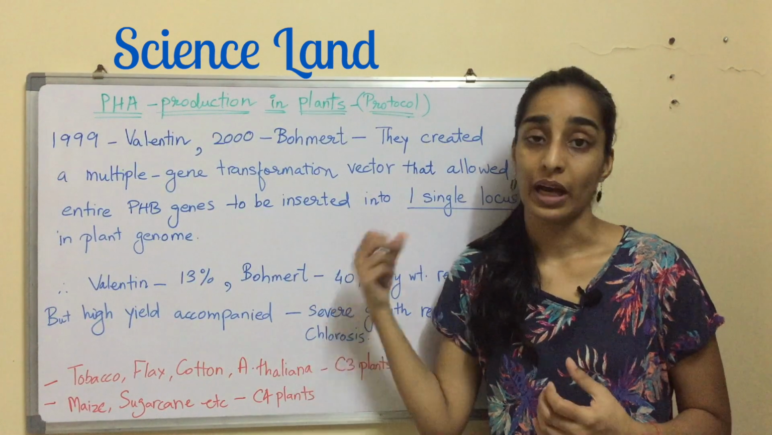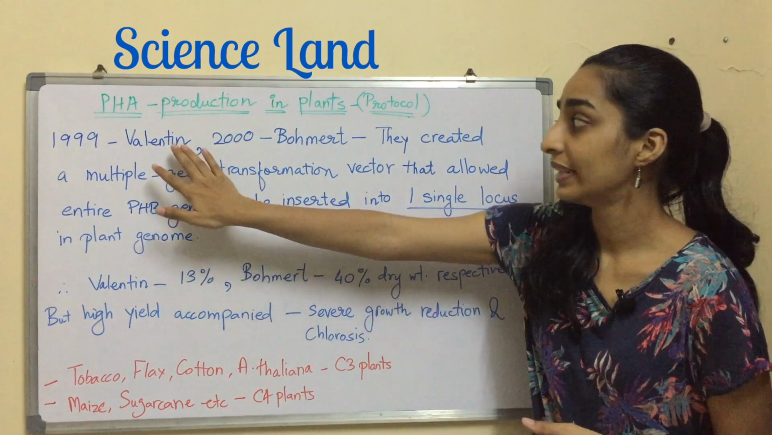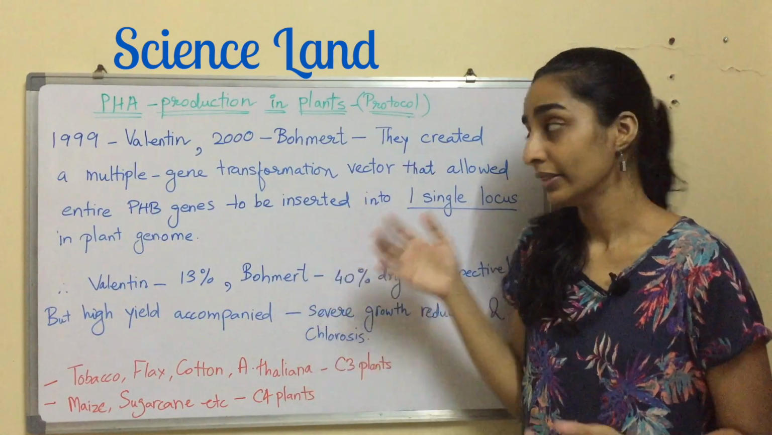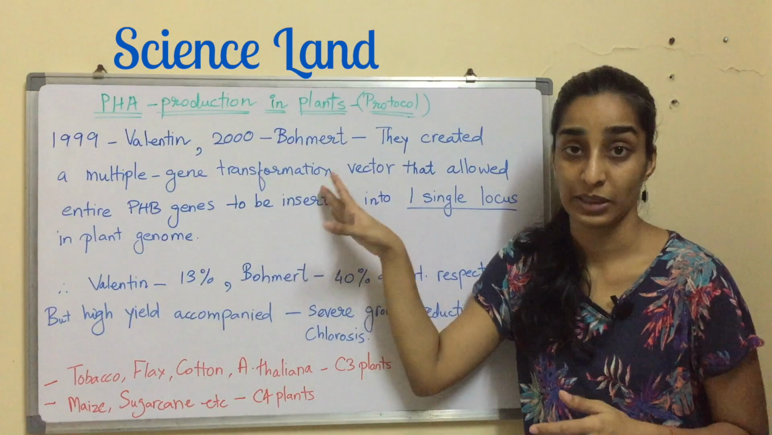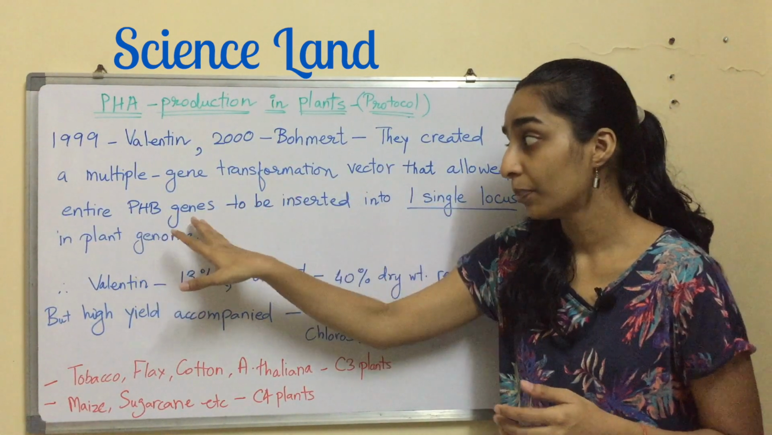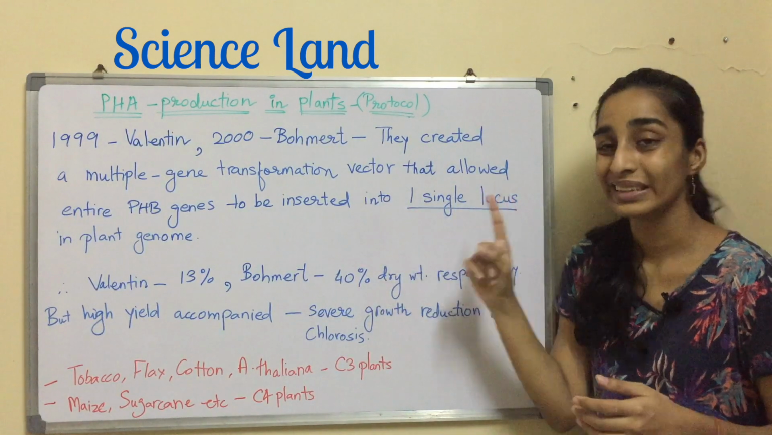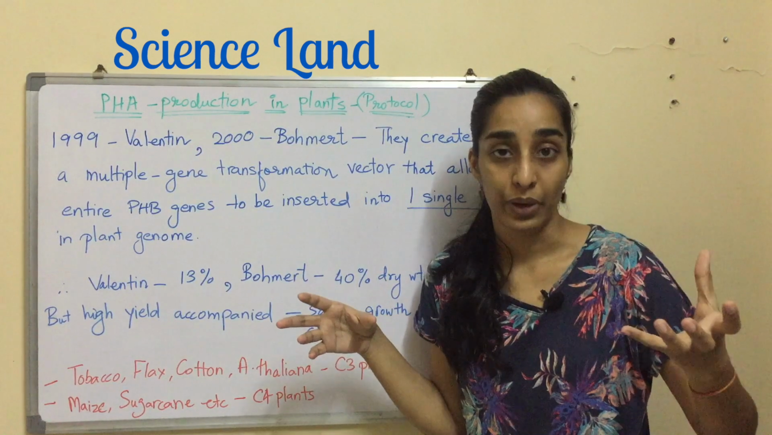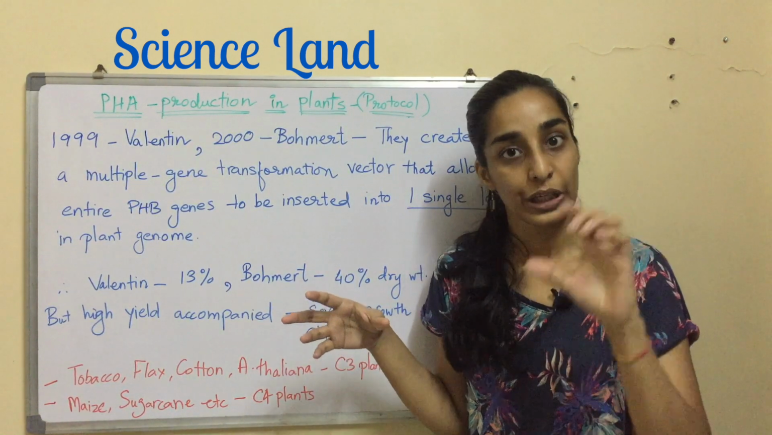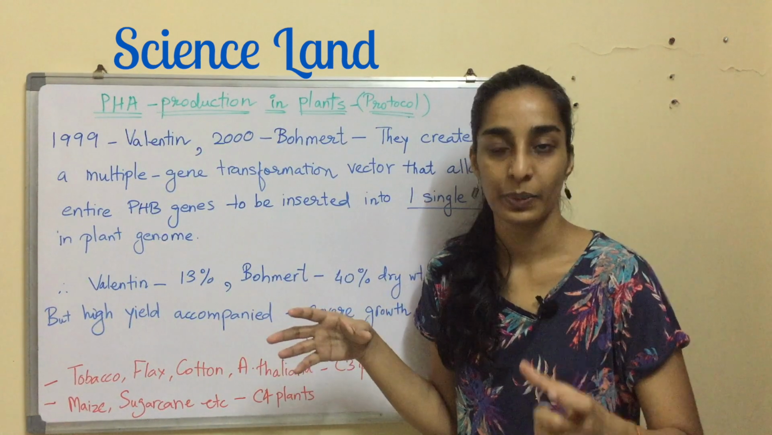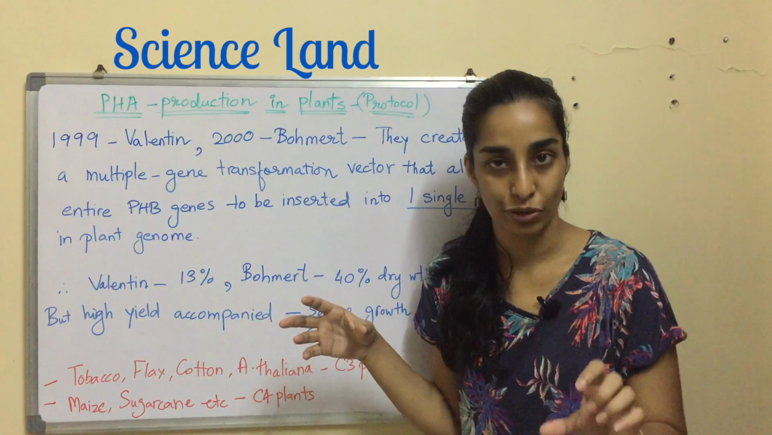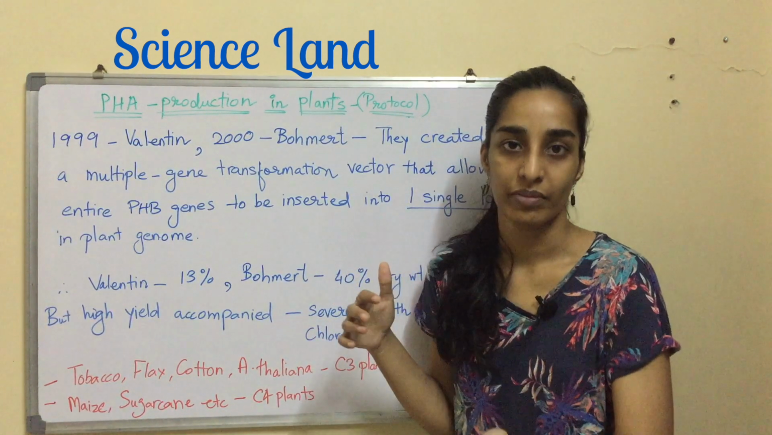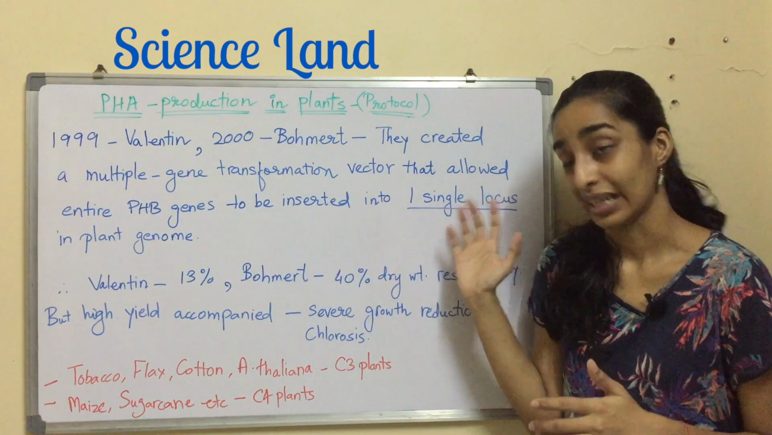Now let's talk about another protocol which was given by Valentin and Bohmert, 1999 and 2000 respectively. What they did is they created a multiple gene transformation vector that allowed entire PHB genes to be inserted into one single locus in plant genome. Their idea was, the previous person's protocol used 3 different vectors. Why can't we just clone the expression cassettes of all these 3 vectors into one and then use it for PHB production? They successfully did that.